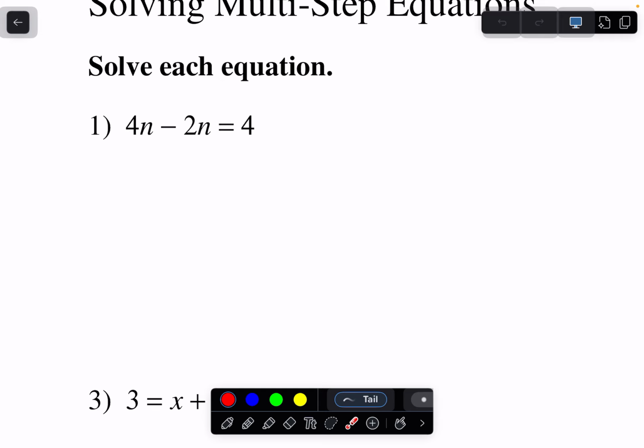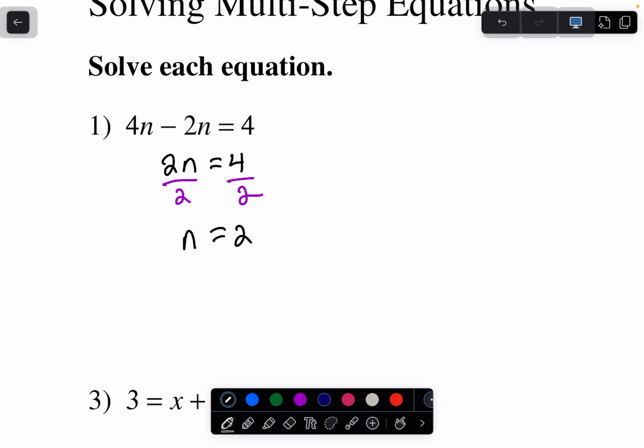So 4n minus 2n is 2n. And then because that 2 and that n are touching, that means multiplication. So to divide, we'll get rid of the 2 that's in front. And we get a value of 2. So that should be pretty straightforward.